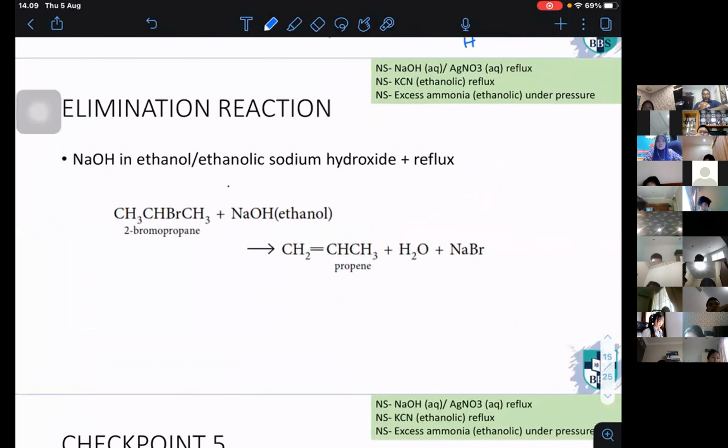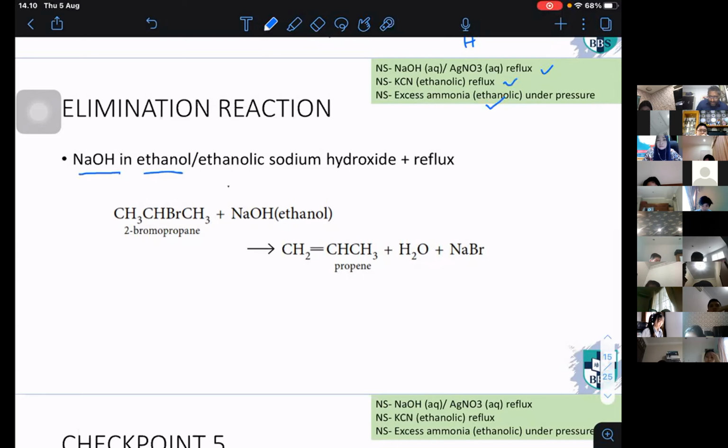You see here, for nucleophilic substitution, there are 3 reactions: sodium hydroxide and silver nitrate, KCN in ethanolic reflux, and excess ammonia in ethanolic solution under pressure. These are all nucleophilic substitution. But when I started just now, on halogenoalkane, I mentioned that they also have another type of reaction, which is known as elimination reaction. For elimination reaction, the reactant that we will use is almost the same, sodium hydroxide, but the difference is you put ethanol.